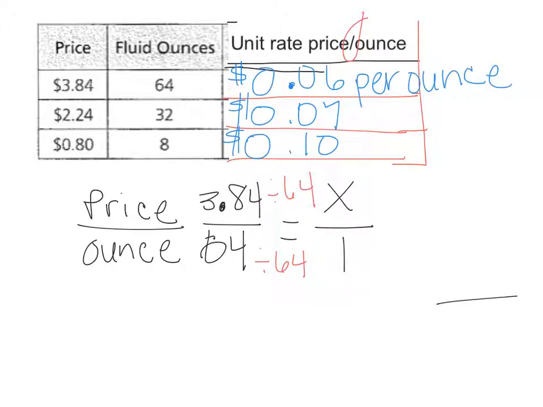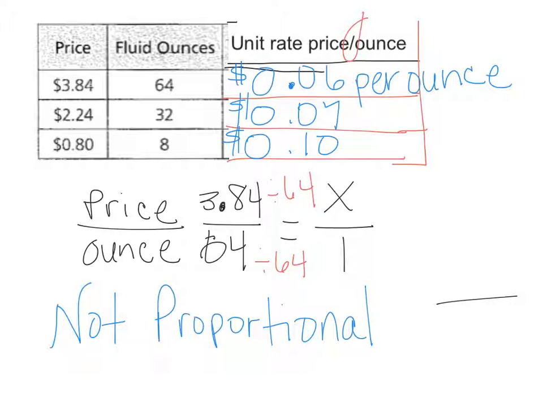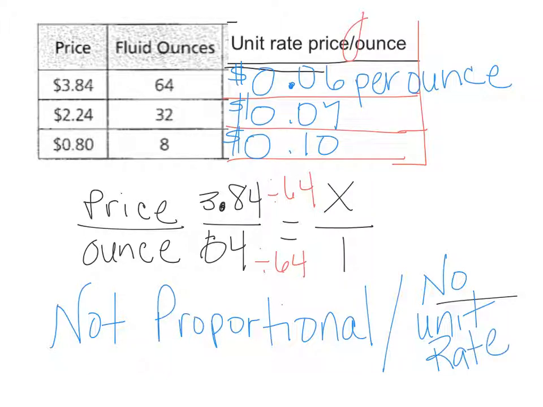Okay, once you've figured out the unit rates, you should have gotten 6 cents per ounce for the 64 ounces, 7 cents per ounce for the 32 ounces, and 10 cents per ounce for the 8 ounces. So since these all have different unit rates, that means this table is not proportional. If it's not proportional, there is no unit rate, which can also say there's no constant of proportionality.